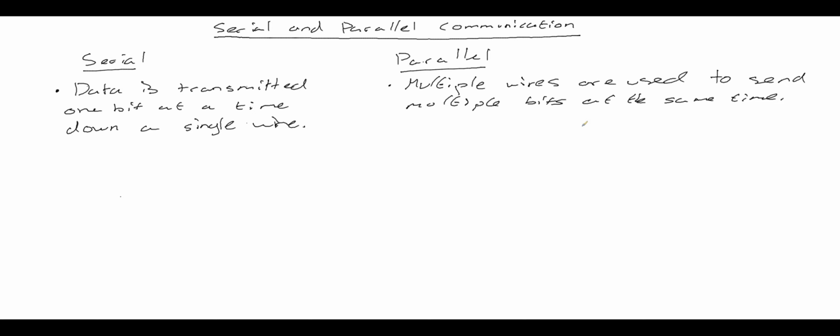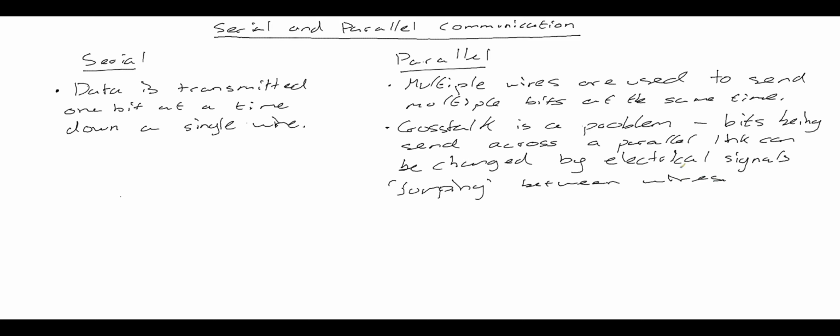And crosstalk refers to the corruption of data as it passes over a parallel link, which is caused by electrical signals jumping between the wires and changing what bit is being sent across each wire, whether that bit's a 0 or 1. So crosstalk is where bits being sent across a parallel link can be changed by electrical signals jumping between the wires, so our data can become corrupted as it passes across a parallel link.